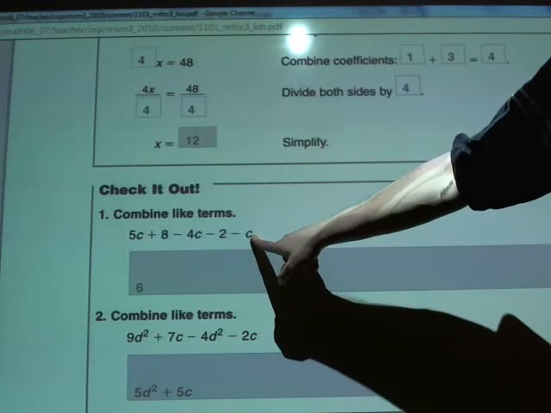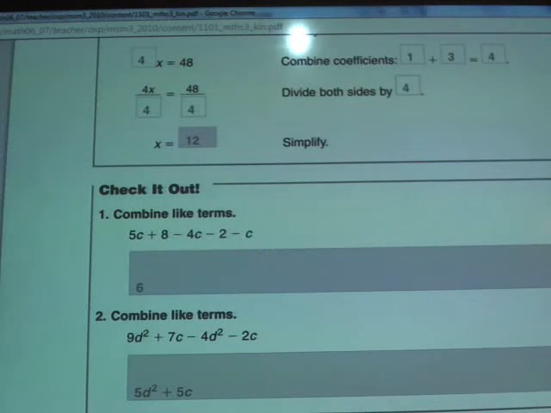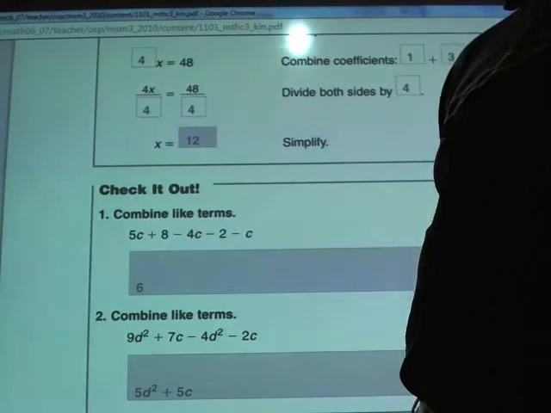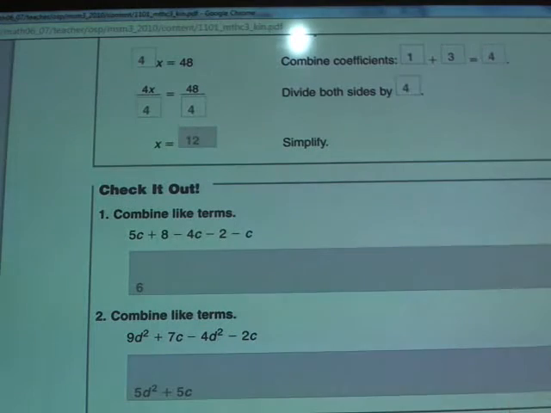And then I'm going to be able to take away this c because it's also a like term because it just has c in it. But if I have a c and I take away a c, I don't have any c's left. So as you can see, there's no c's in the answer because it simplifies to 0c. The only thing that's left then are the integers, the 8 and the 2. The 8 and the 2, of course, simplify to make 6, which is what you see right there.